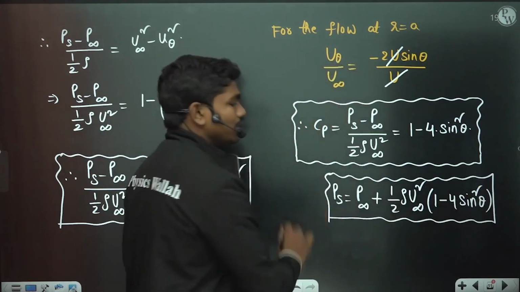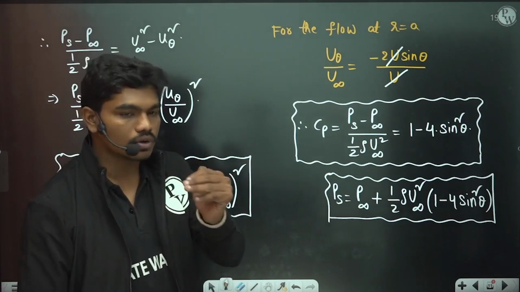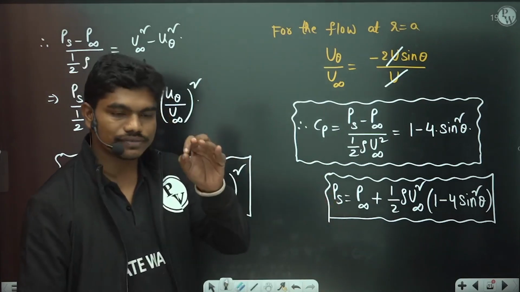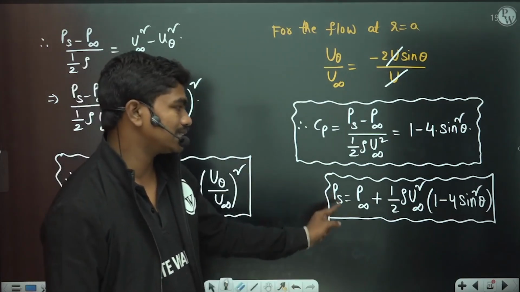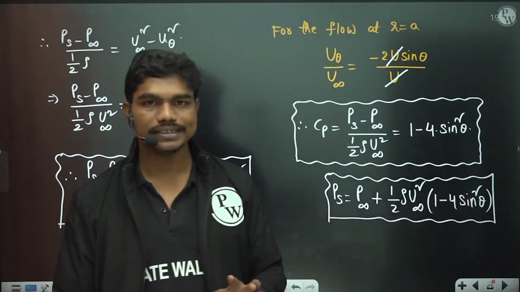At any location in the flow, correct? So at any location on the top of the cylinder, if you want to talk about the pressure acting on the surface, this pressure acting on the surface is given by this particular expression and it depends on the theta value. Clear till this point?